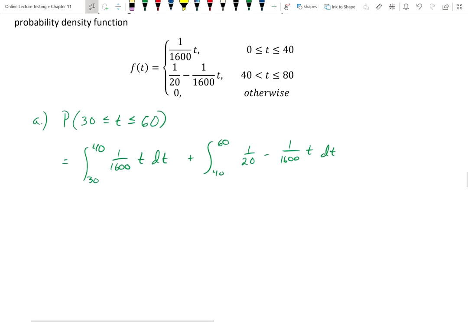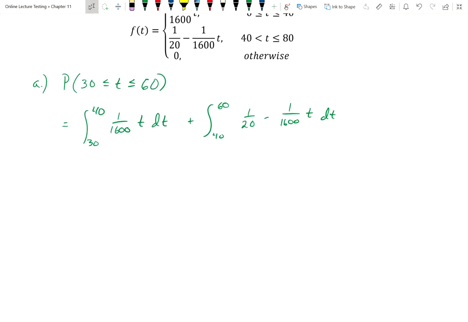All right, so now we've got to walk through the process. Well, the nice thing here is this is going to be real quick for our antiderivatives because it's a polynomial. We do have some fractions, but that's okay. We can deal with that. All right, so our first integral here is going to be 1 over 3200 t squared evaluated from 30 to 40, plus, and here I'm going to put this in brackets just to keep it separated a little bit, 1/20 t minus 1 over 3200 t squared, and it's going to be evaluated from 40 to 60.